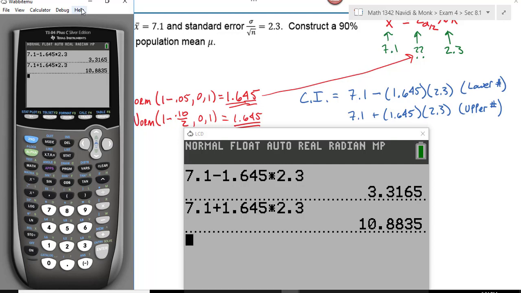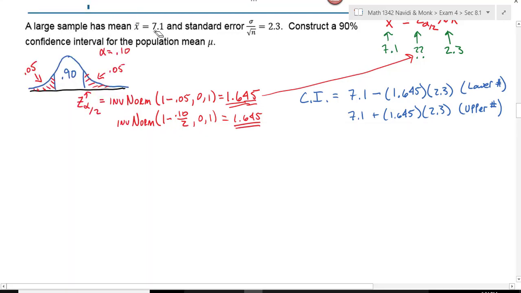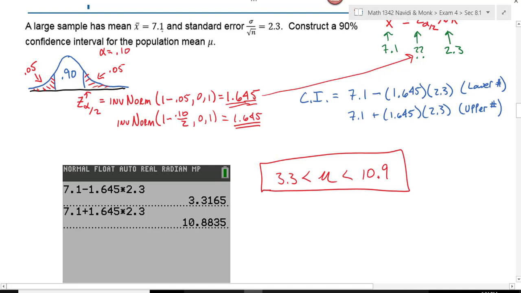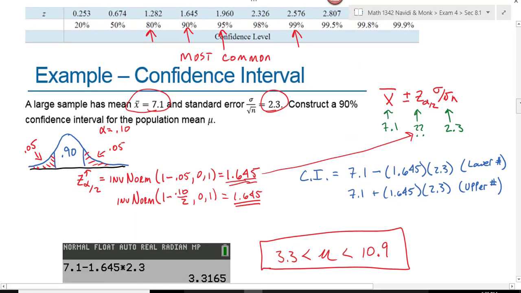Because my data that they gave me was rounded to 1 decimal place, I'm going to round my answer to 1 decimal place. So what I would say here is that our population mean is going to be between 3.3 and 10.9. This would be my confidence interval if I'm rounding it to 1 decimal place, and I chose to round it to 1 decimal place because both my sample mean and my standard error were rounded to 1 decimal place. Do you see how it comes from this formula right here? X bar plus or minus the critical value times the standard error.